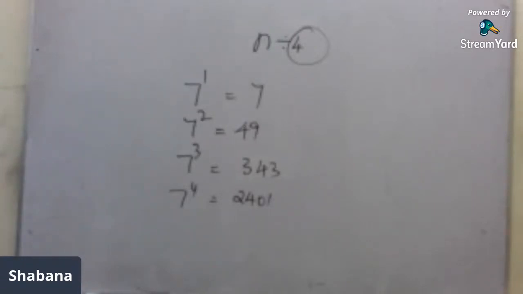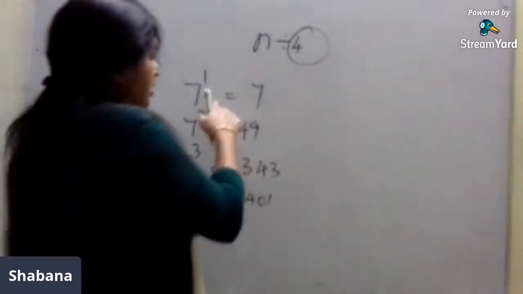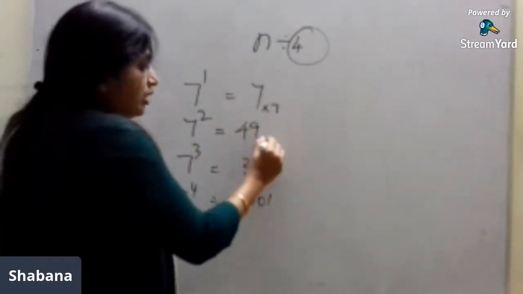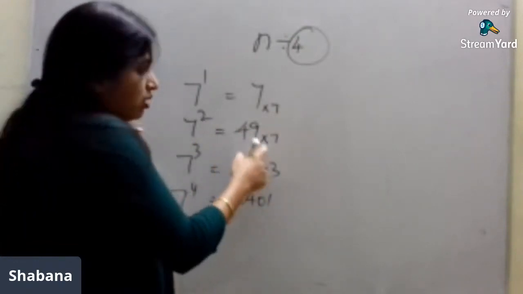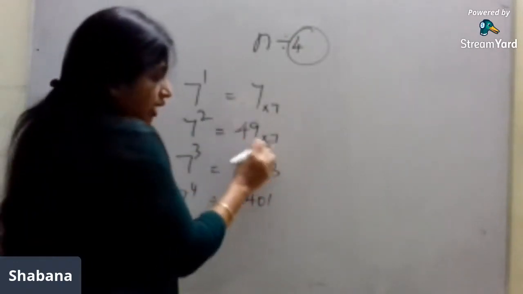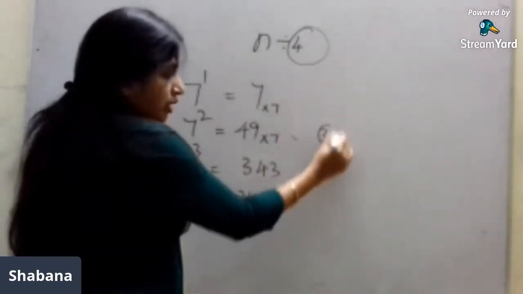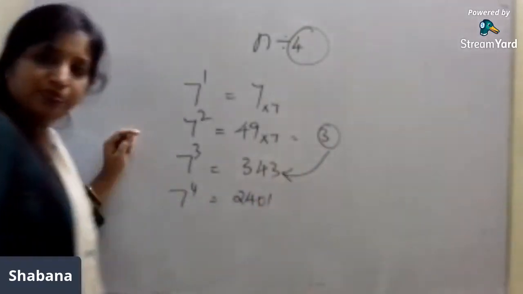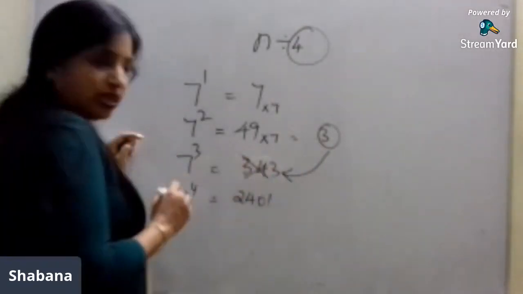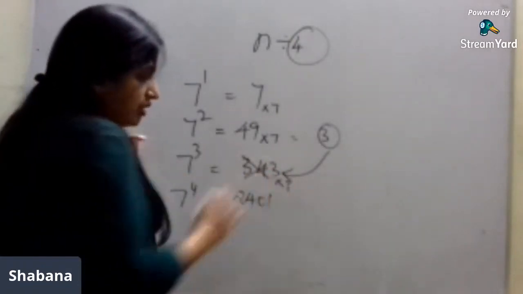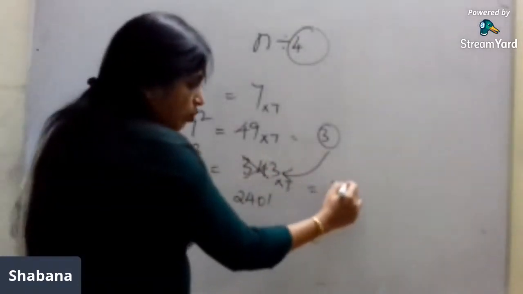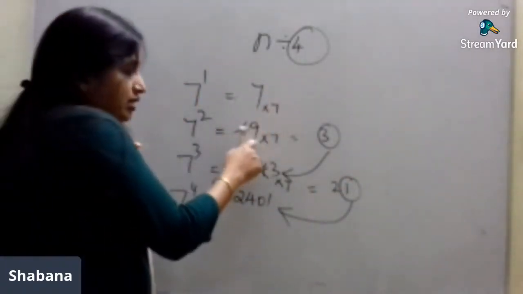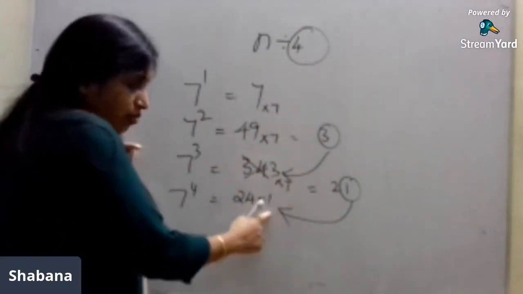Now, if you observe it very carefully, to take 7 square, I multiply this by 7, it is 49. To take 7 cube, I multiply 49 with 7. I don't bother about the 4 here. So 9 sevens is 63. My units digit is 3. Here again, I don't take 34 into account. I just multiply this by 7. So 3 sevens is 21. My units digit is 1. Then 1 times 7 is 7, and my units digit is again 7.